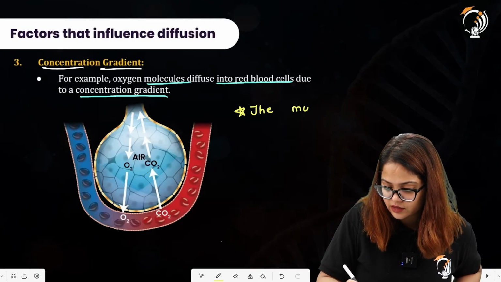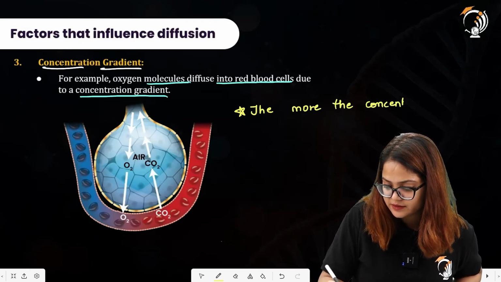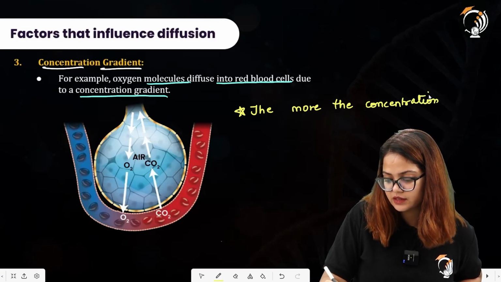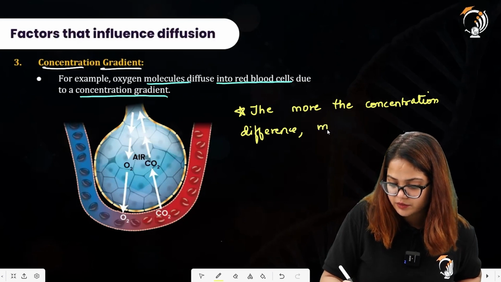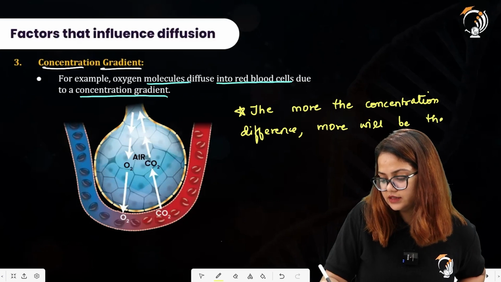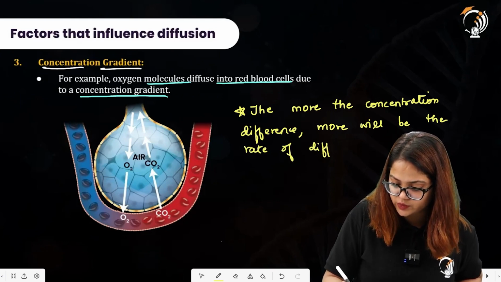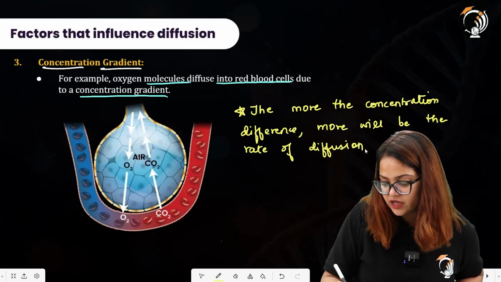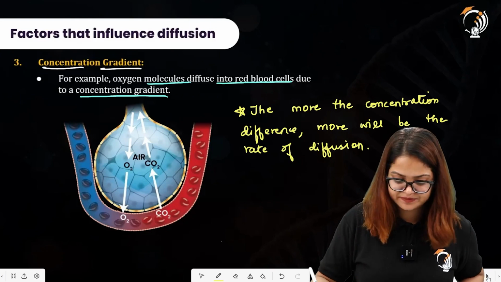The more the concentration difference, the more will be the rate of diffusion, or you can also say more will be the diffusion speed.